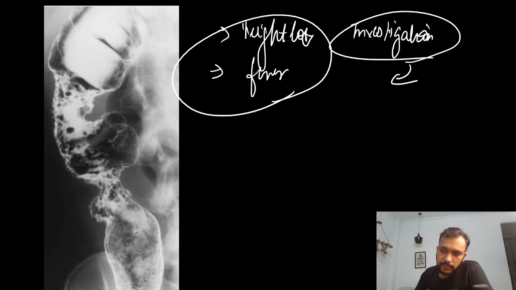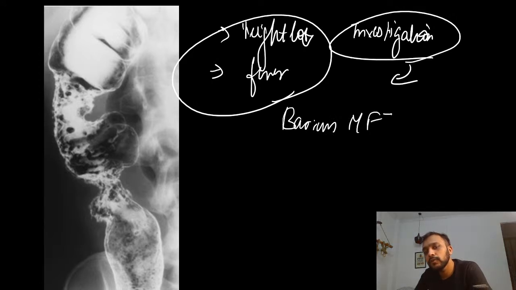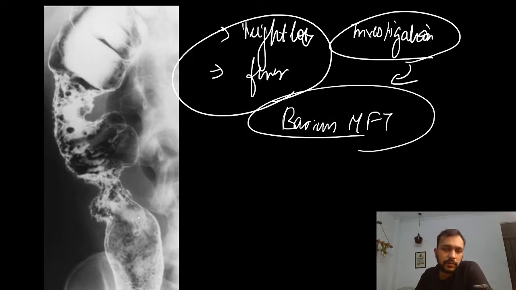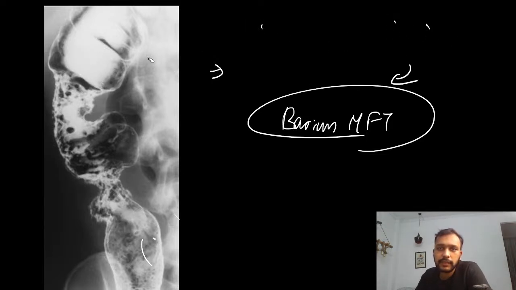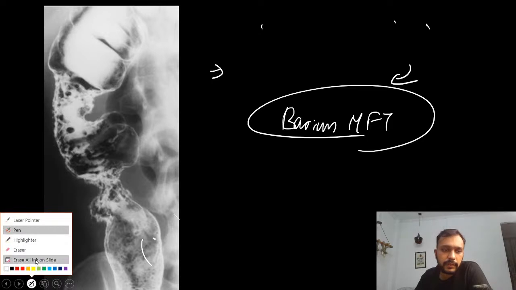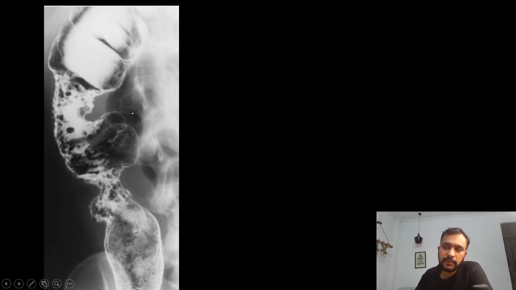So guys, this is a barium meal follow through image, because you are seeing small bowel loops also, you are seeing large bowel loops also. Okay, now guys, tell me, what is the observation in this case? This is a barium meal follow through image. What are your observations in this case?